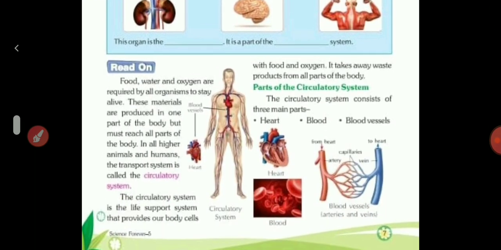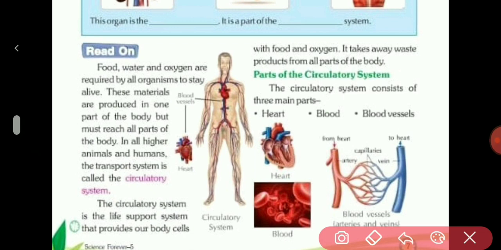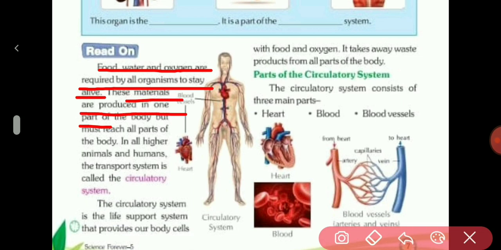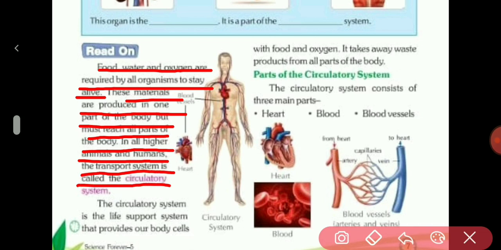Let's start with the introduction. Food, water, and oxygen are required by all organisms to stay alive. These materials are produced in one part of the body but must reach all parts of the body. In all higher animals and humans, the transport system is called the circulatory system.